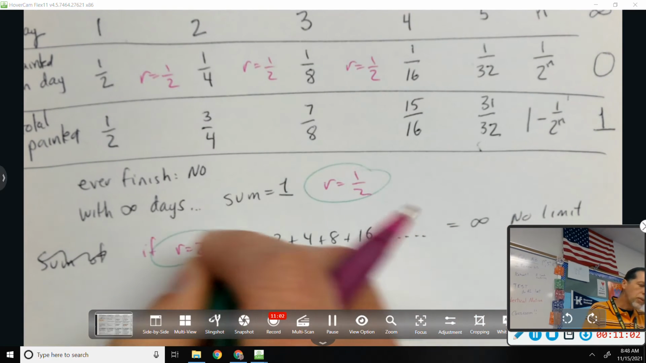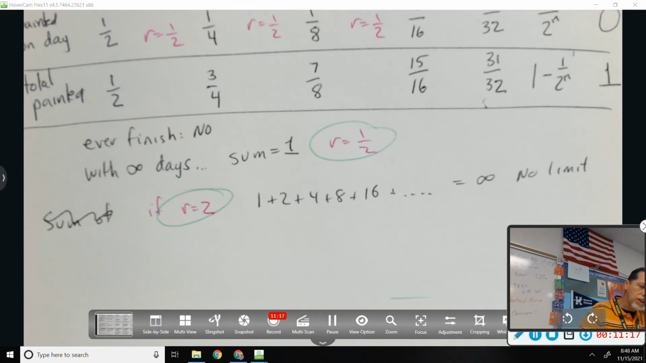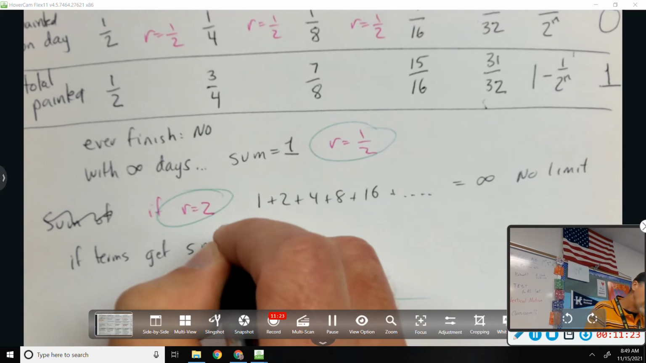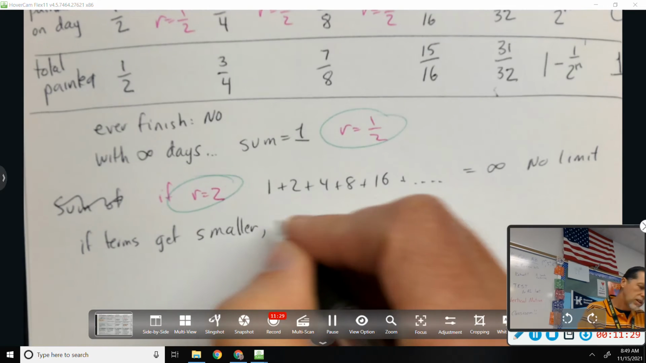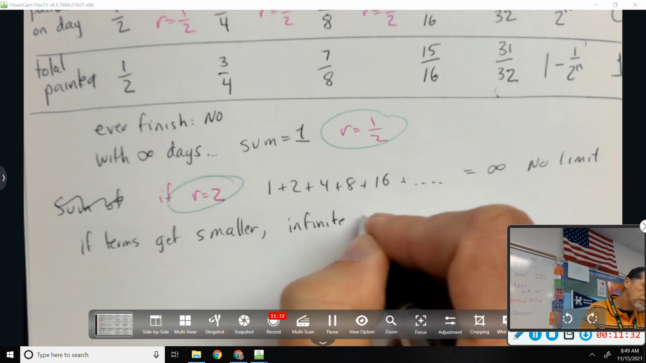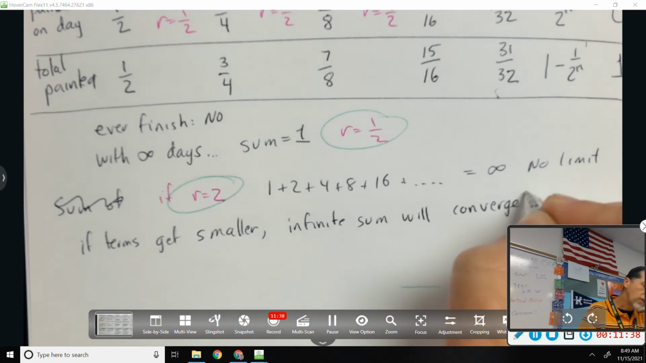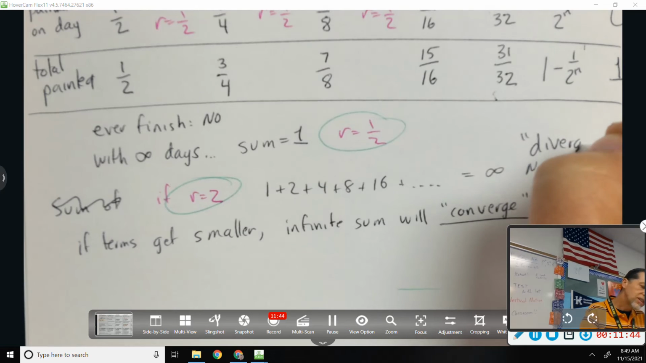So there's something really important about what r is as to whether this works or not. One gets smaller, one gets way bigger. If the terms get smaller, the sum will work. But if the terms get bigger, it won't. In fact, here's our magic word: it will converge. We'll have an answer, as opposed to diverge, where we have no answer.